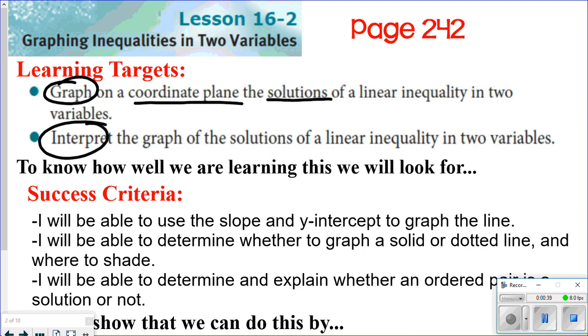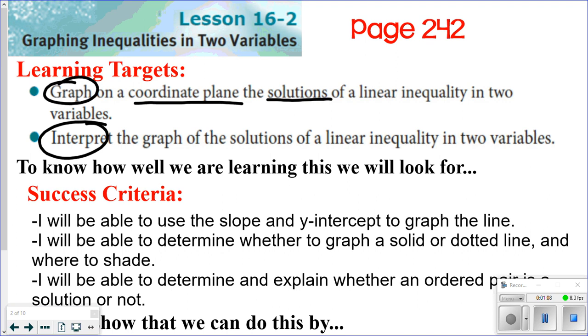So what we're going to do is use the slope and the y-intercept in order to graph a line. We also need to determine whether to graph a solid or a dotted line and plug in a test point to determine where to shade. We're also going to be able to determine and explain whether an ordered pair is a solution or not.